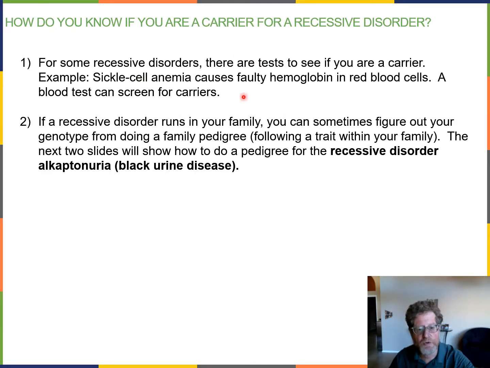So for some disorders, you can do a test to see if you're a carrier, and it turns out sickle cell anemia is one of them. If you're a carrier, heterozygous for faulty hemoglobin, they can tell by looking at your blood. If a recessive disorder runs in your family, you can sometimes figure out your genotype by doing a family pedigree. So we're going to do a family pedigree for alkaptonuria, black urine disease.